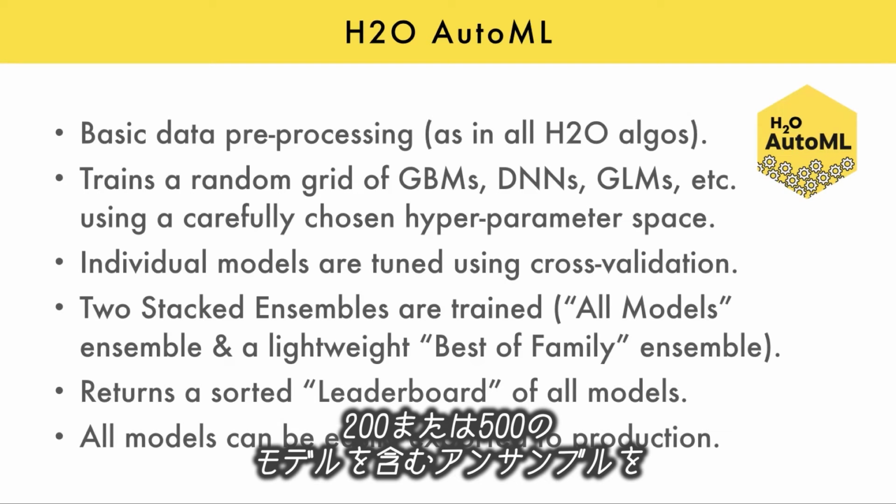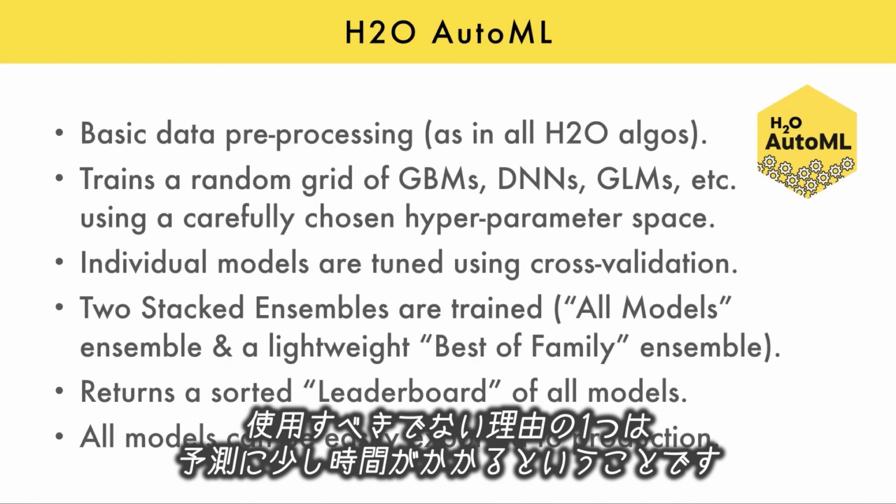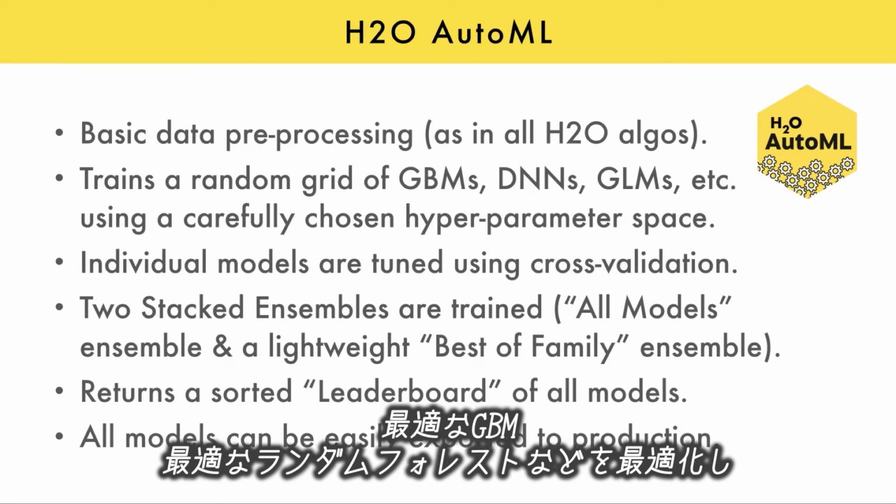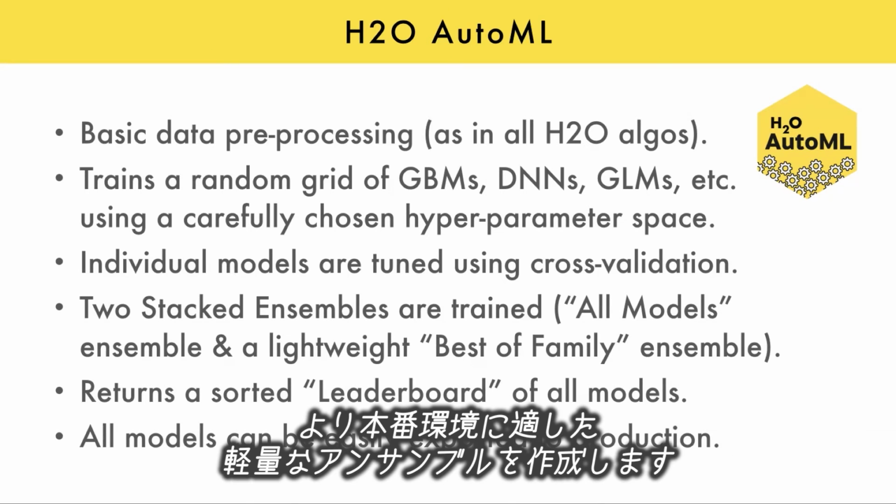One of the reasons that you might not want to use an ensemble with, let's say, 200 or 500 models in it is that it is a little bit slower to make the prediction. So we try to optimize that by choosing the best model from each algorithm class, like the best GBM, the best random forest, et cetera, and make a little lightweight ensemble that's more ready for production use.